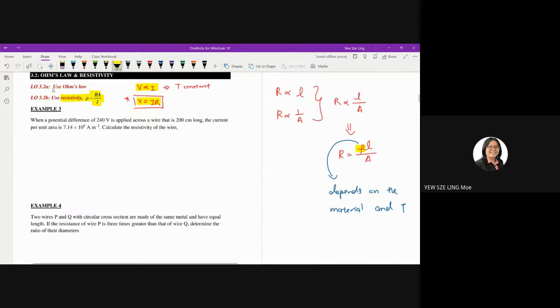So we have two equations in this subtopic. We focus on Ohm's law, and then we look at the things that affect the value of resistance. How are we going to change the value? By changing its physical structure.